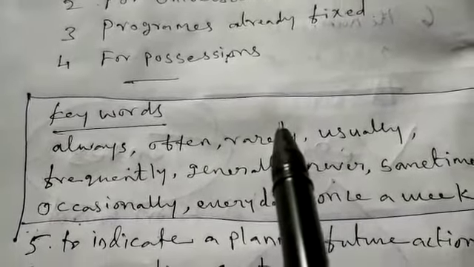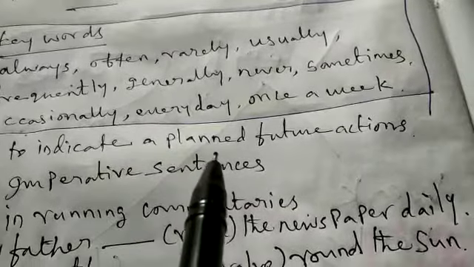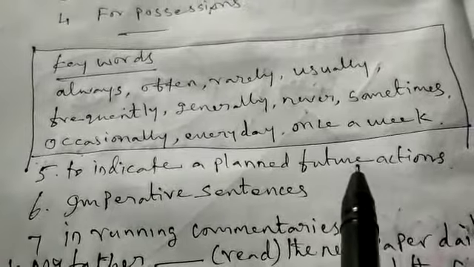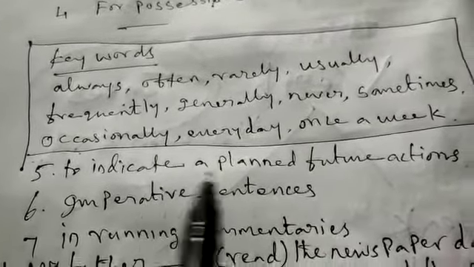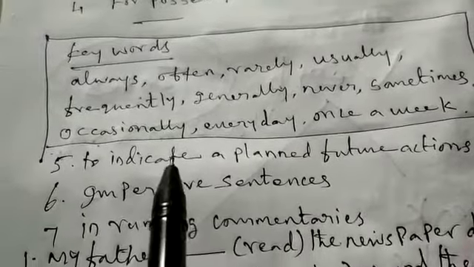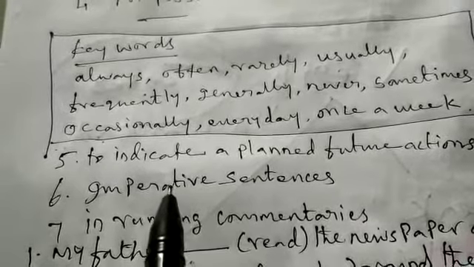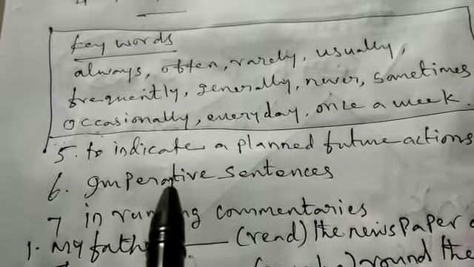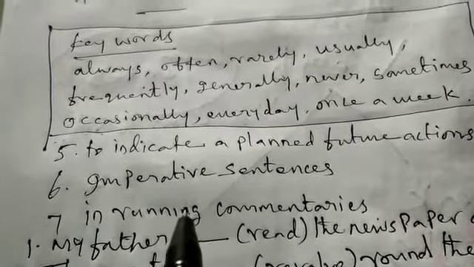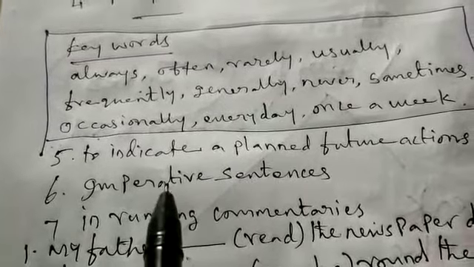Okay. Next, fifth point, to indicate a planned future action. Already I told you pre-planned actions. When we talk about pre-planned actions, we have to use simple present tense only. Imperative sentences. Already I told you when I taught you direct and indirect. What is imperative? In imperative sentence, we must use simple present tense.